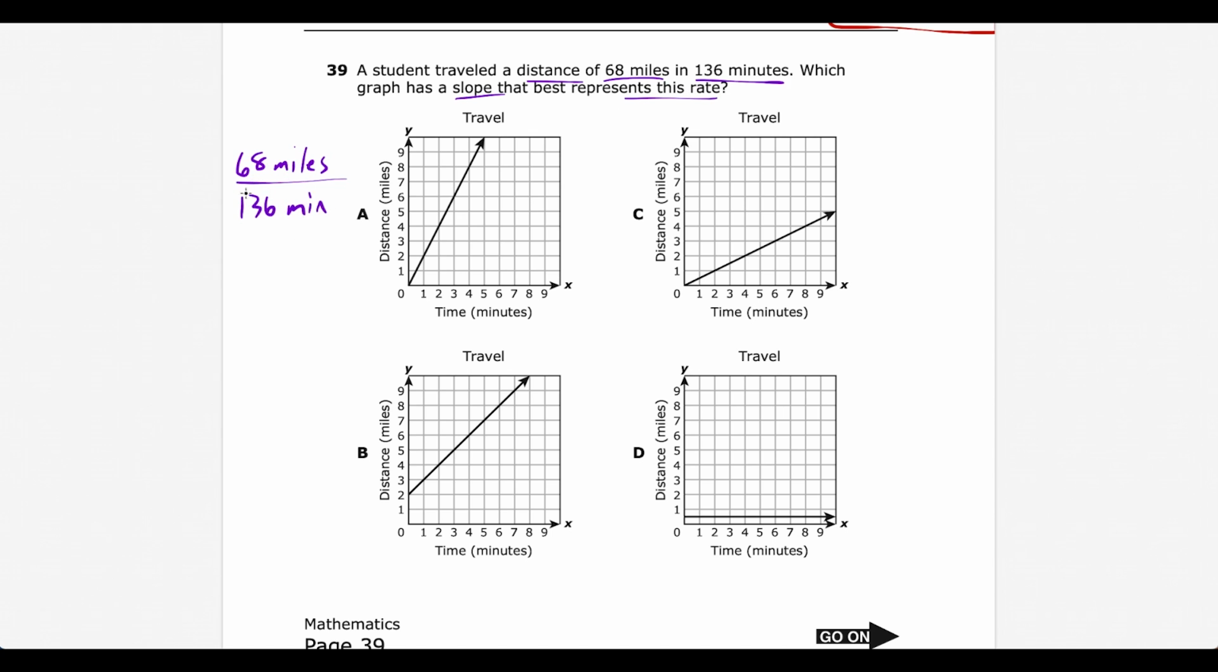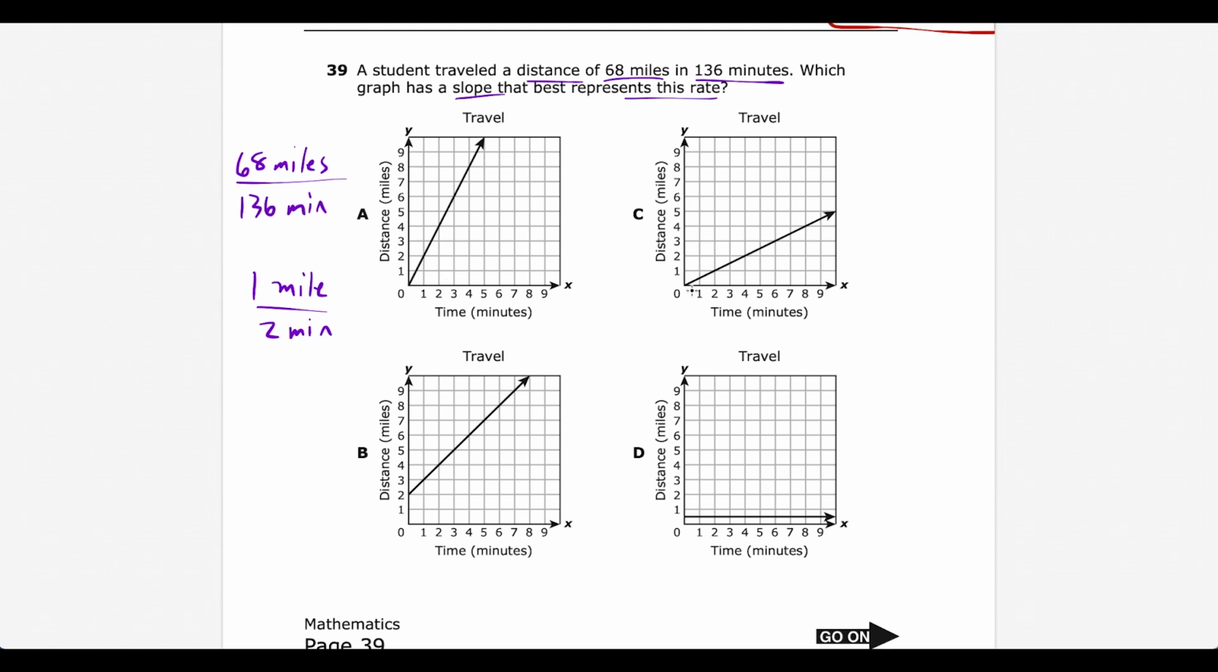So what we could do here is calculate the unit rate. And notice here that 68 over 136 simplifies to 1/2. So what this means is that the student runs 1 mile in every 2 minutes like this. So we're looking for a graph that for every mile that we get, 2 minutes is going to go by.